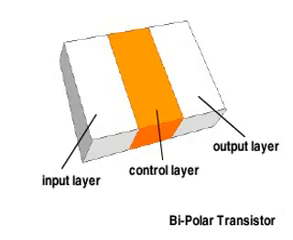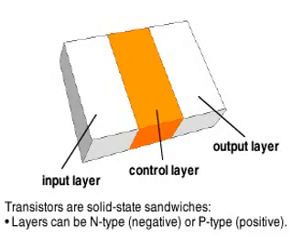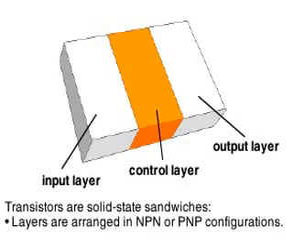The layers are either N-type material, which conducts negative charges, or P-type material, which conducts positive charges. The layers are arranged like a sandwich in an NPN or PNP configuration.